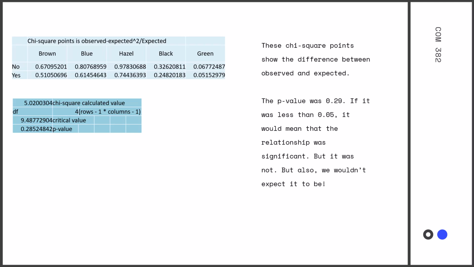In this case, the p-value was 0.29. And remember, with our p-values, we want them to be less than 0.05 because that would mean that there was a greater than chance likelihood that the relationship actually was significant. In this case, it wasn't, but also we wouldn't expect there to be, right? Like there's no theoretical reason why playing soccer and eye color would have anything to do with each other. I just had to use it for this example because it was the easiest categorical variables to use.